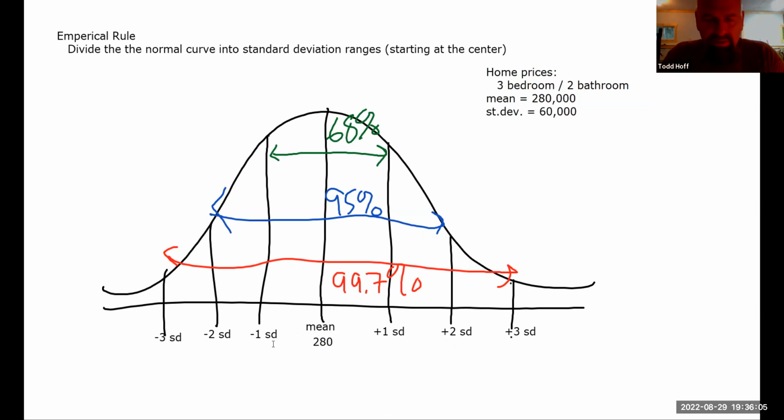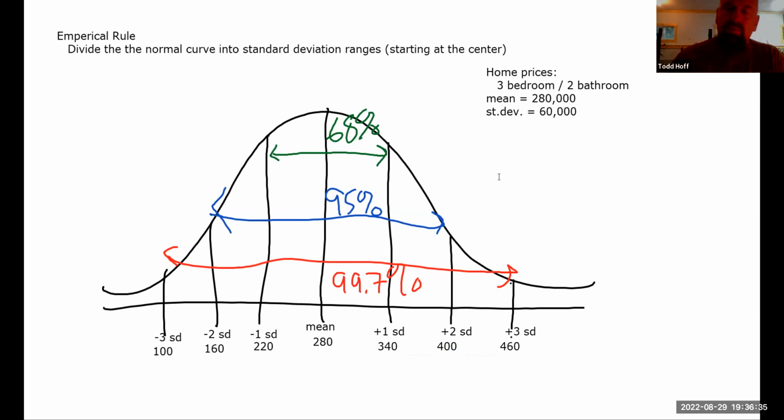It's 280,000. Going to the left, we would subtract the standard deviation. The standard deviation is 60,000. So 280 minus 60 would be 220. Minus another 60 would be 160. Minus another 60 would be 100. Going the other way, 280 plus 60 would be 340. Plus another 60 would be 400,000. And plus another 60 would be 460,000.